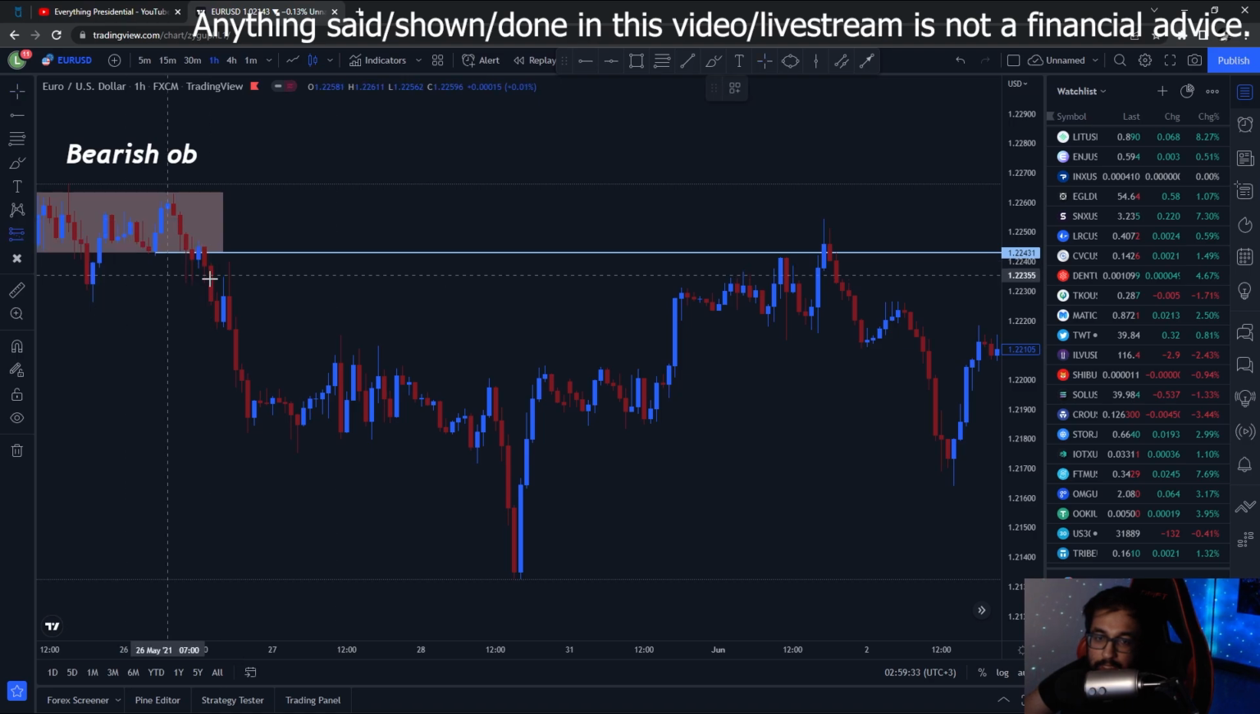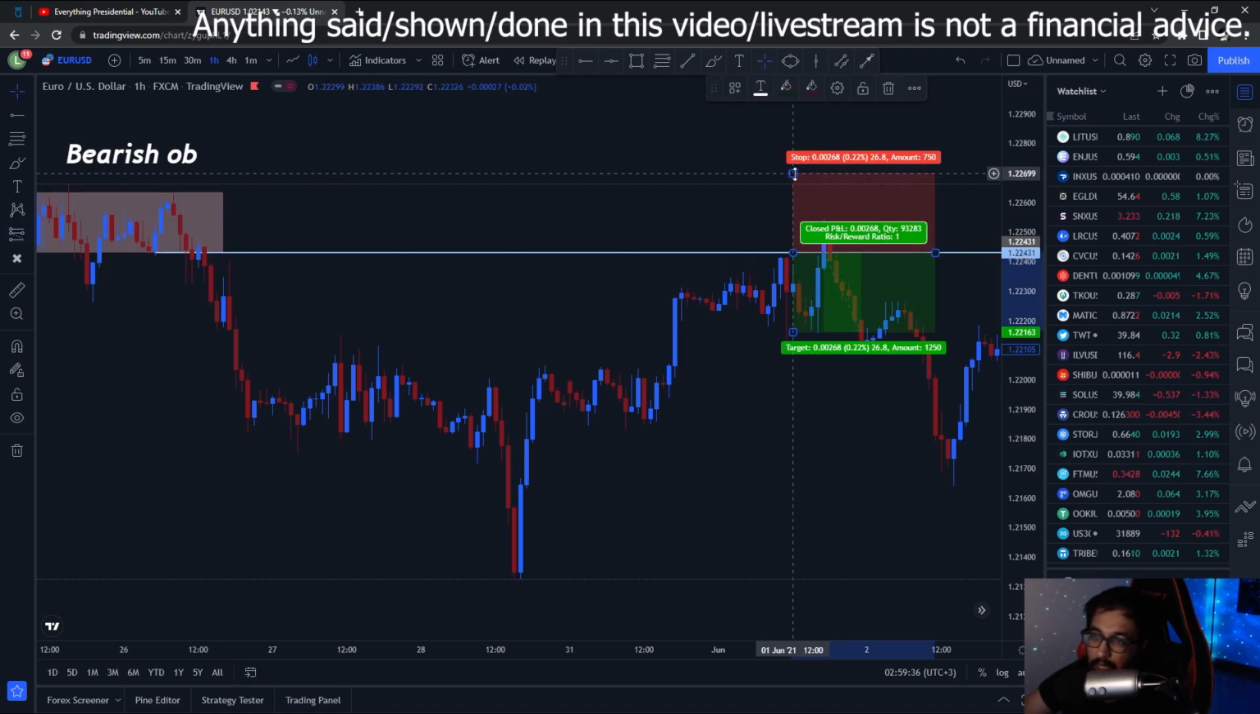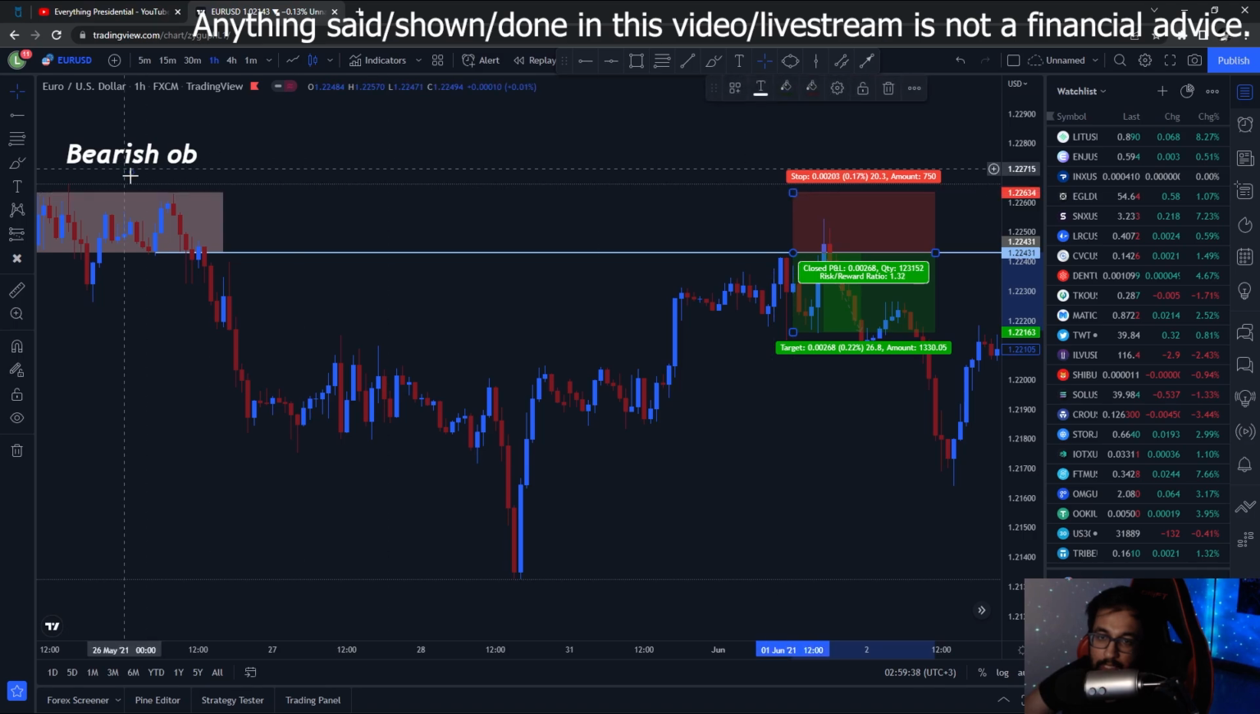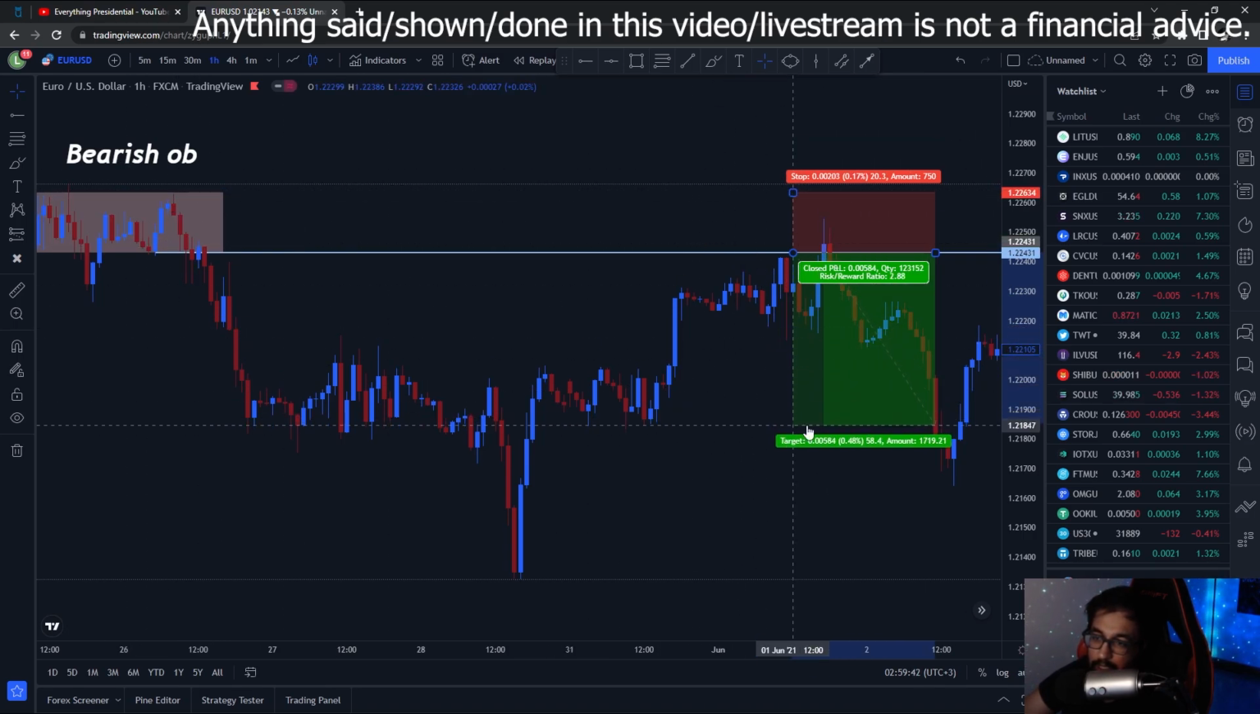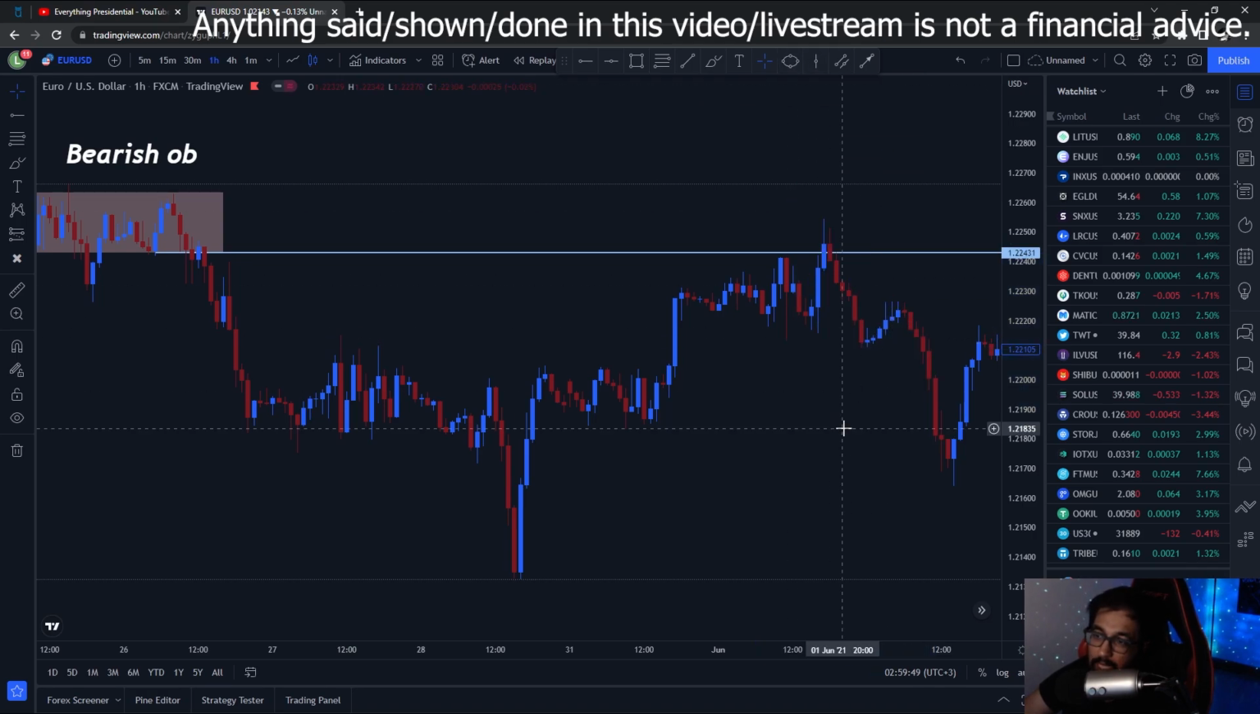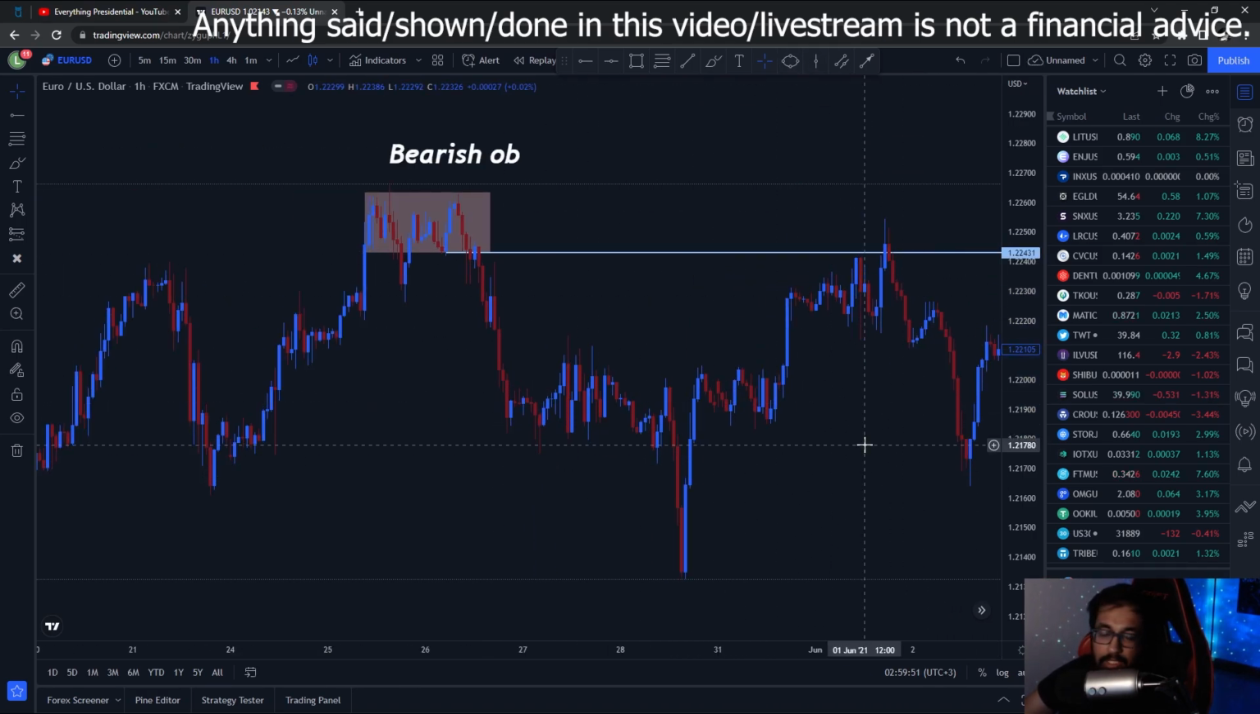We place a short position right here, our stop loss just above the highest high over here, and my next point of liquidity is right here, this support right here. Almost 3-to-1 reward to risk ratio. Not bad, right? So this is basically it, guys.